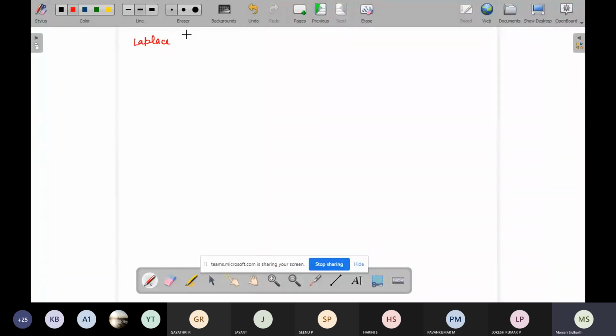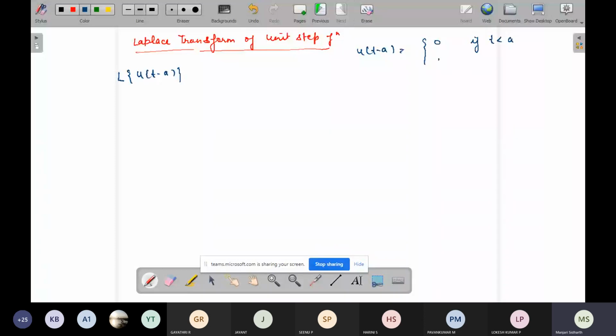Now, because we are studying the Laplace transform, the Laplace transform of the unit step function, or you can say the Heaviside function, is very simple. Laplace transformation of u of t minus a, right? And you know how to define u of t minus a. Its value is 0 if t is less than a, and its value is 1 if t is greater than a, right? So for the Laplace transformation, if you do not know the direct formula, use the definition: 0 to infinity e power minus st ft dt.